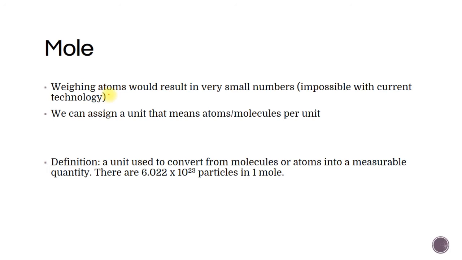All right. So if we try to weigh a single atom, the number would be so small, it's impossible. We don't have any scales that can do that. We can't weigh single atoms. We have to weigh many of them together. So that's where the mole comes in, right? So our definition of a mole is it's just a unit where we can convert between small things, atoms and molecules, into mass, okay?